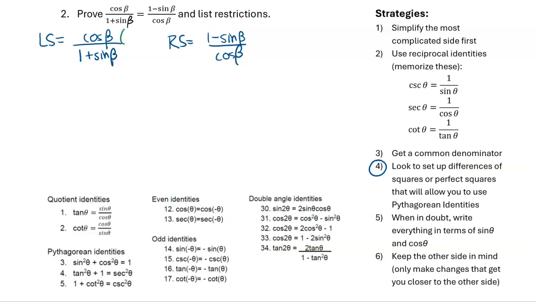So what I'm going to do is I'm going to multiply the left side by 1 minus sine beta over 1 minus sine beta. And I'm going to make sure I have brackets there so that I'm using that difference of squares properly.